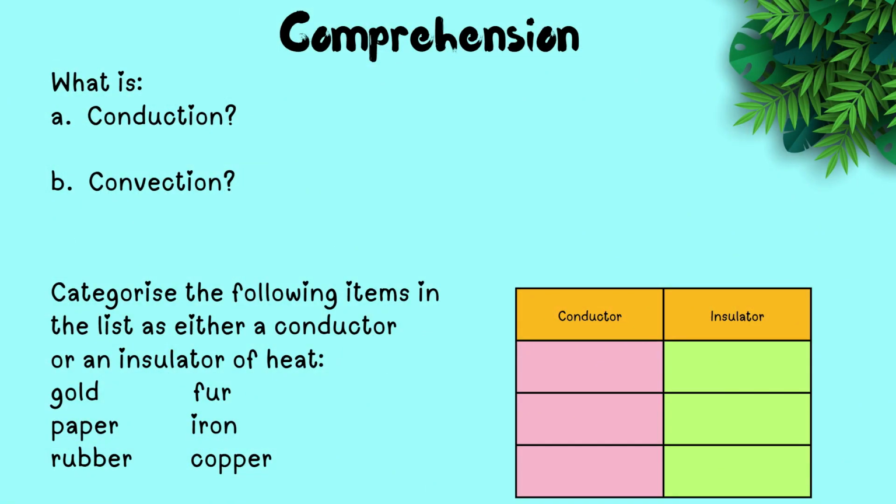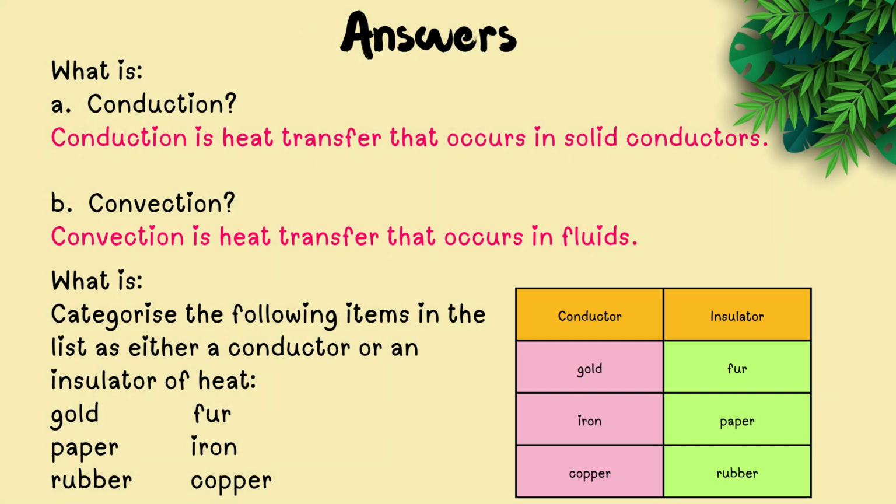Comprehension. A. What is conduction? And B. What is convection? Categorize the following items in the list as either a conductor or an insulator. Conduction is heat transfer that occurs in solid conductors, while convection is heat transfer that occurs in fluids.